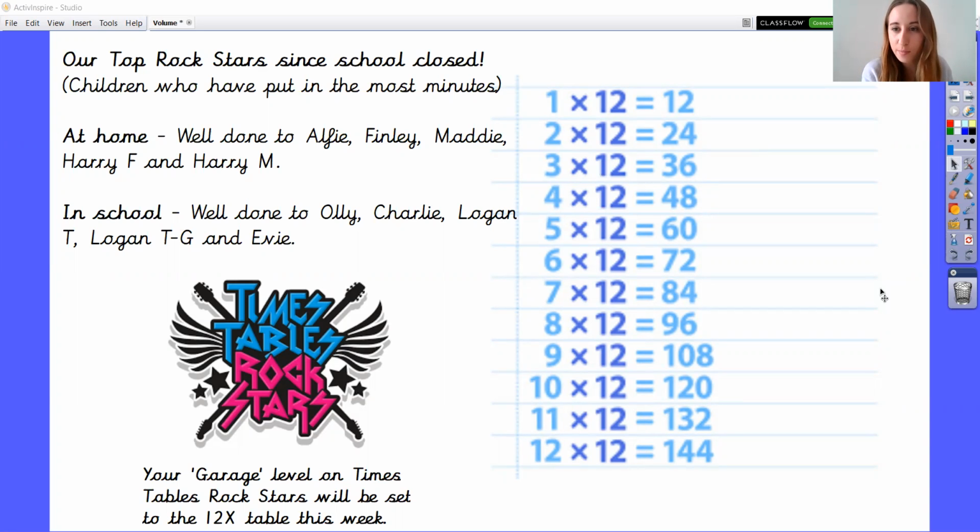So you can see the 12 times table there, and your garage level on Times Table Rockstars will be set to the 12 times table this week. So if you'd like to do a bit of practice of that now, you can pause the video, you can use the 12 times table on the board to help you, then you could look away and practice, see if you've got your answers right, and spend as long as you'd like doing that. And then when you've got some time, go on Times Table Rockstars and practice on garage level. Remember, the other levels will include all the other times tables as well.